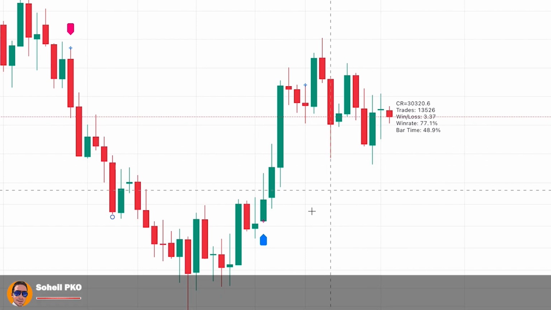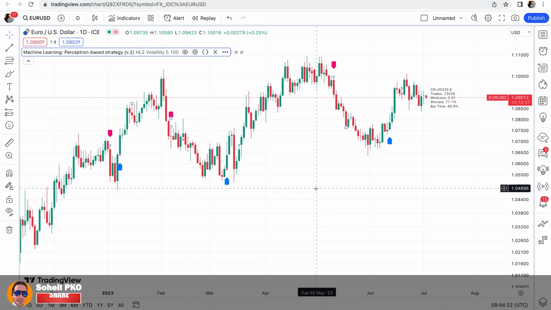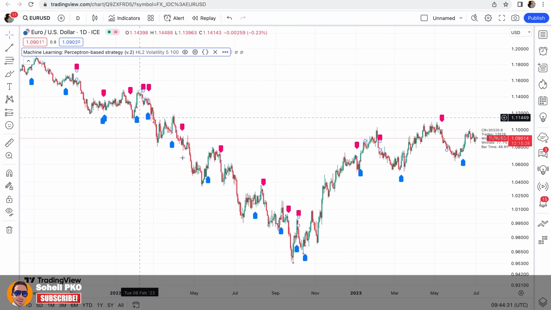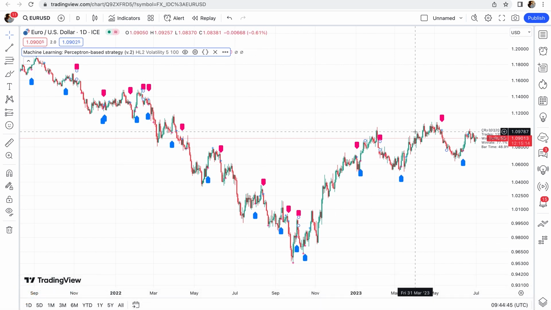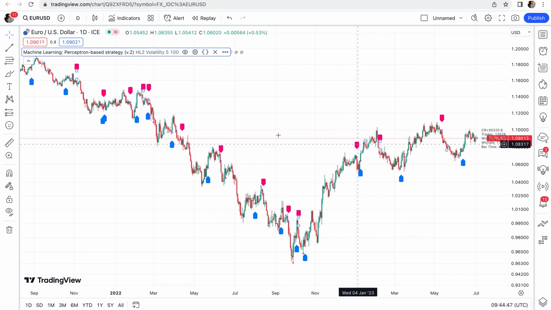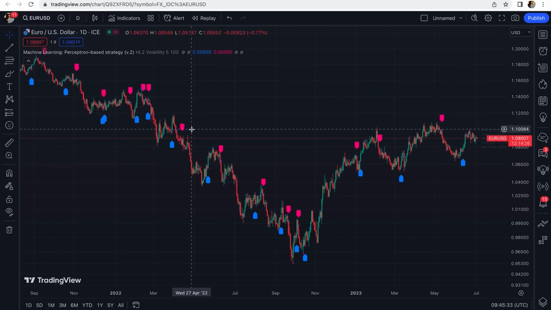But this is just a simple backtesting just for evaluating the accuracy of the signals, not the profitability of the signals. As you can see, by taking all these signals, including the ones that are against the trend, it has accuracy of something like 77%. And now if we could filter the bad signals, we can significantly increase the accuracy and also be sure about the profitability of our trades.